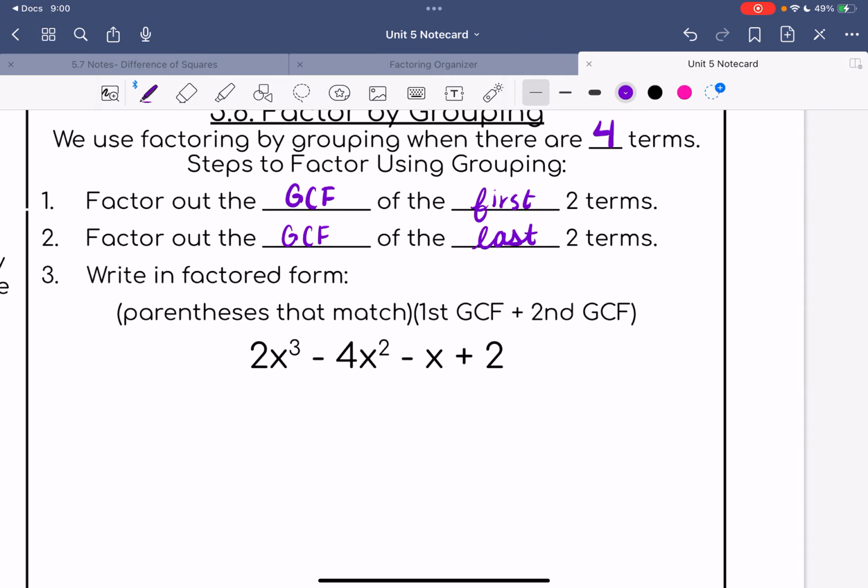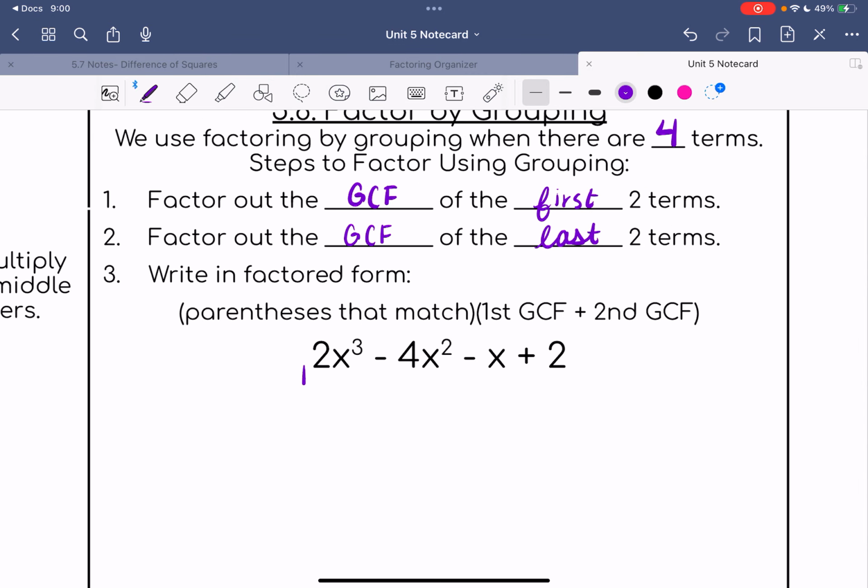So for this one, looking at our first group, out of 2x cubed and 4x squared, I can divide a 2x squared out of both of those. So I'm going to write down my GCF for my first 2 as 2x squared. So 2x cubed divided by 2x squared. 2 divided by 2 is 1, and then x cubed, to take out the x squared, leaves behind just an x. And then negative 4x squared divided by 2x squared. Negative 4 divided by 2 is negative 2.